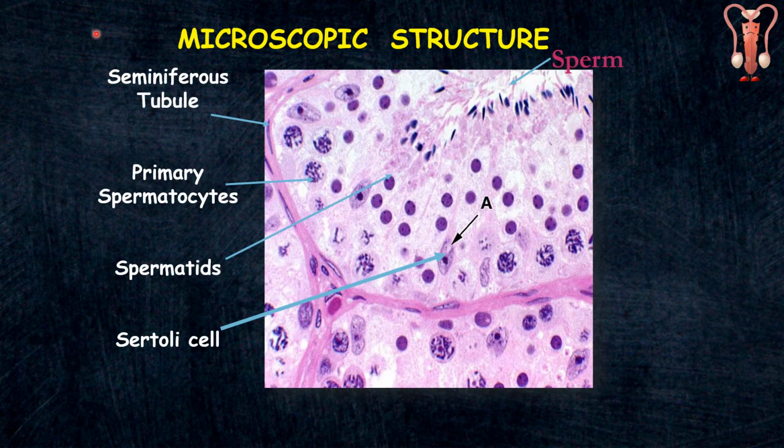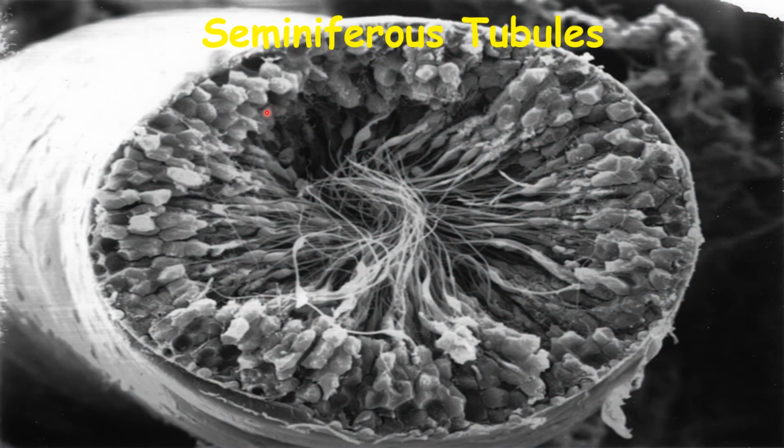Here you can see the seminiferous tubule, and here you can see the primary spermatocytes. Here you can see the spermatids, and these are the Sertoli cells or sustentacular cells. And here you can see the mature spermatozoa. Here you can see the view of the electron microscope. This is how the seminiferous tubule is arranged.